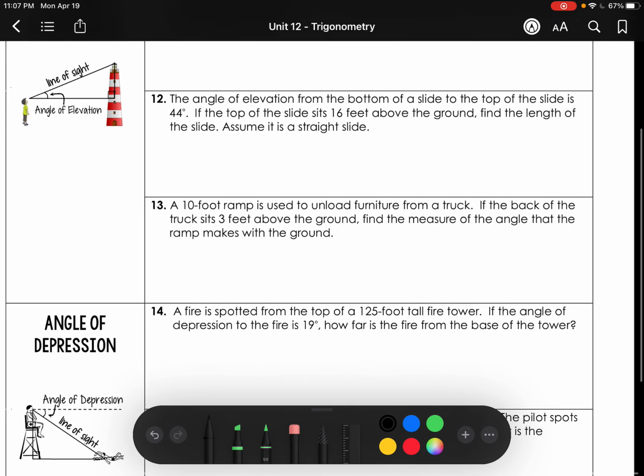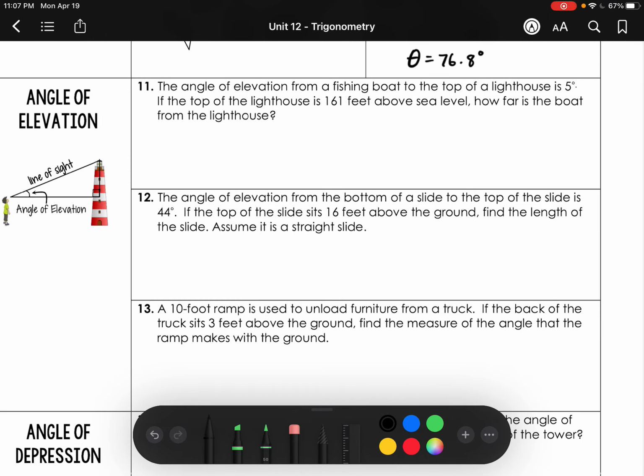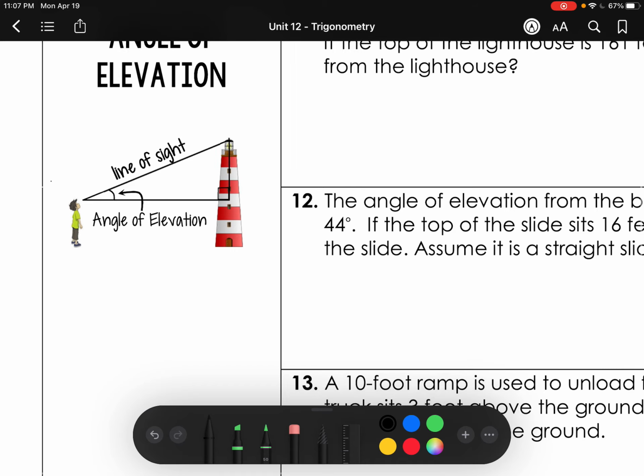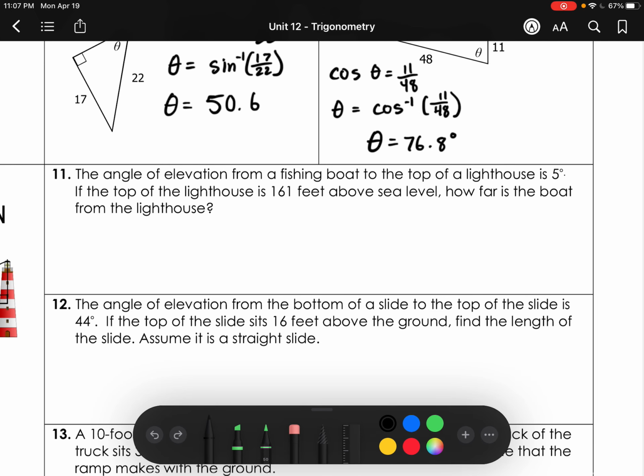All right, so now we're going to go over angle of elevation and angle of depression. Here we're given a diagram. For number 11, it says the angle of elevation from a fishing boat to the top of a lighthouse is 5 degrees. If the top of the lighthouse is 161 feet above sea level, how far is the boat from the lighthouse? Okay, so what we're going to do first, let's draw a triangle.